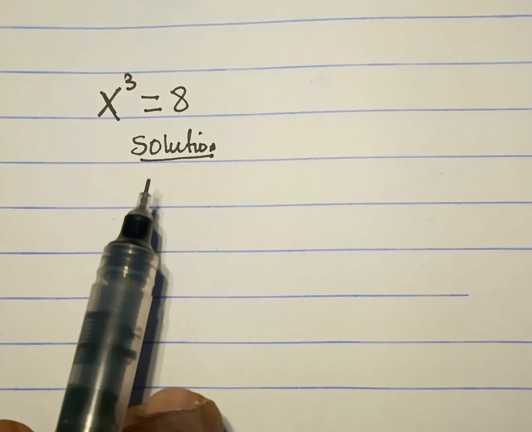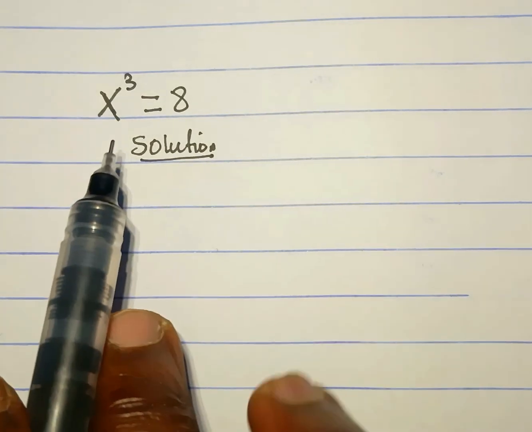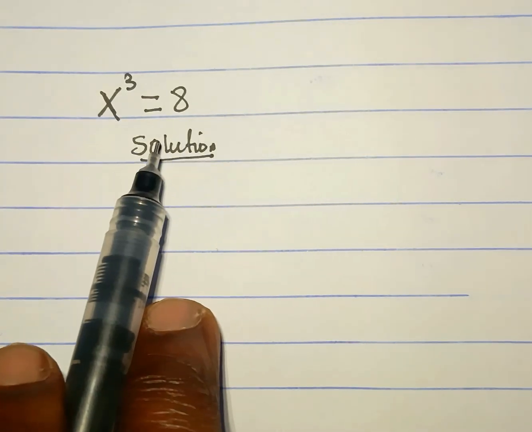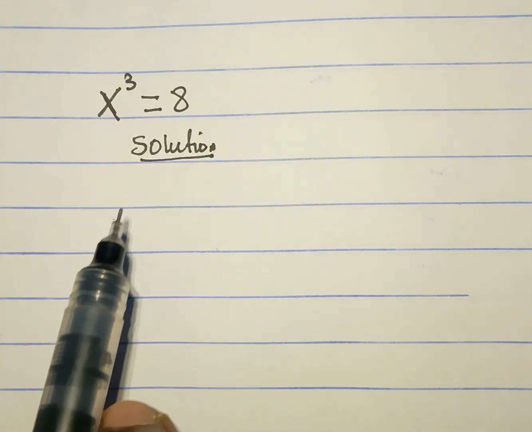We are going to solve for the value of x from this cubic equation. We call this equation a cubic equation because the highest power of the variable x is 3. And our expectation is to get 3 solutions that will satisfy this equation.